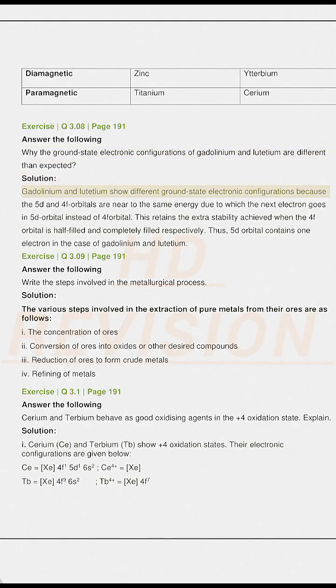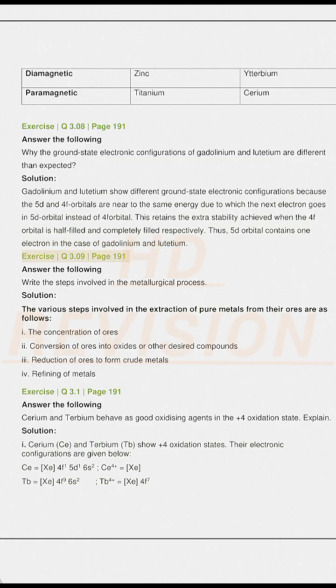Solution. Gadolinium and lutetium show different ground state electronic configurations because the 5d and 4f orbitals are near to the same energy, due to which the next electron goes in 5d orbital instead of 4f orbital. This retains the extra stability achieved when the 4f orbital is half-filled and completely filled respectively. Thus, 5d orbital contains 1 electron in the case of gadolinium and lutetium.